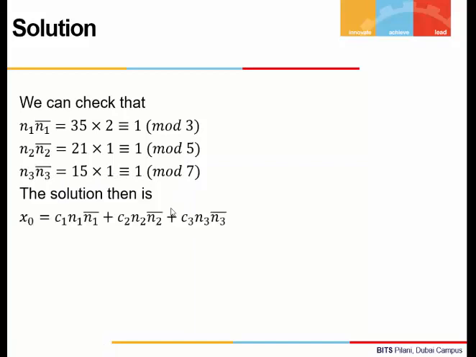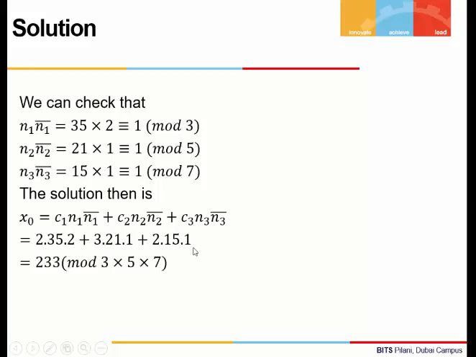So now what is the solution? Whatever we needed, we have found. We multiply C1 N1 N1 bar plus C2 N2 N2 bar plus C3 N3 N3 bar. This is 2 into 35 into 2 plus 3 into 21 into 1 plus 2 into 15 into 1. This gives us 233, modulus capital M, where M is the product of all three moduli, 3, 5 and 7. So we get 233 mod 105, which is congruent to 23 mod 105. We can see that 23, if substituted, satisfies all three congruences. So the general solution is x equals 23 plus 105t.